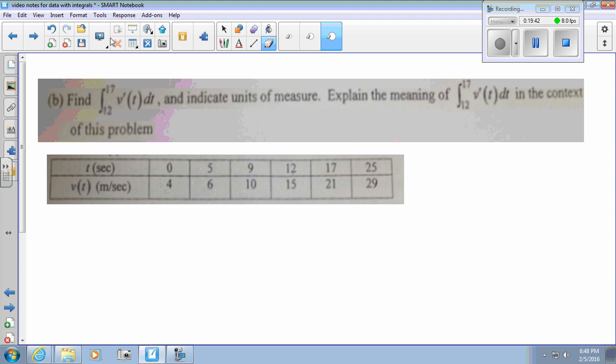Be sure you put a question mark by anything you were unsure about so that you can ask for clarification in class.